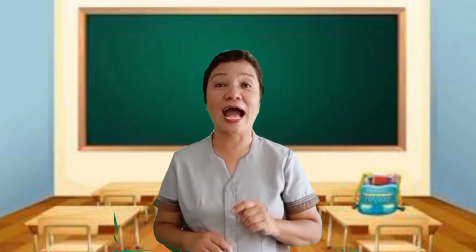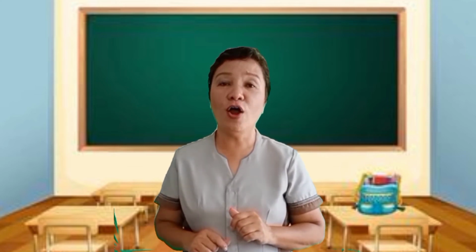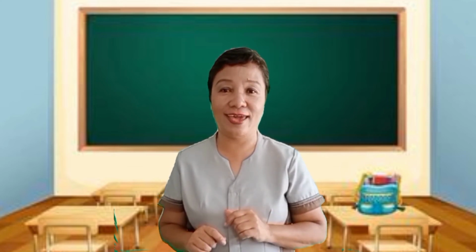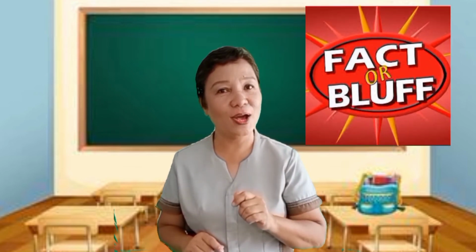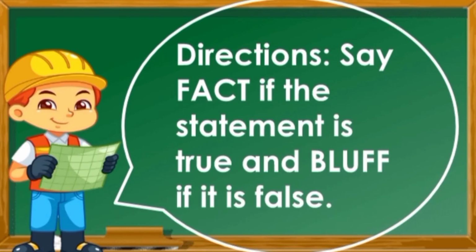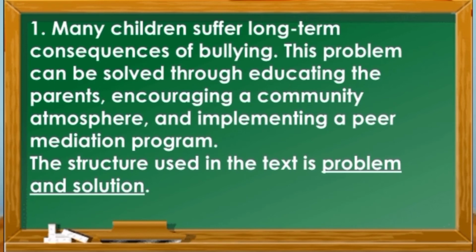To help you master how to identify different types of informational text or factual text, do this additional activity. Let's play fact or bluff. Direction. Say fact if the statement is true and bluff if it is false. Many children suffer long-term consequences of bullying. This problem can be solved through educating the parents, encouraging a community atmosphere, and implementing a peer mediation program. The structure used in the text is problem and solution.